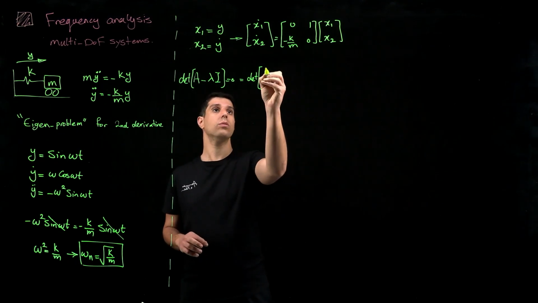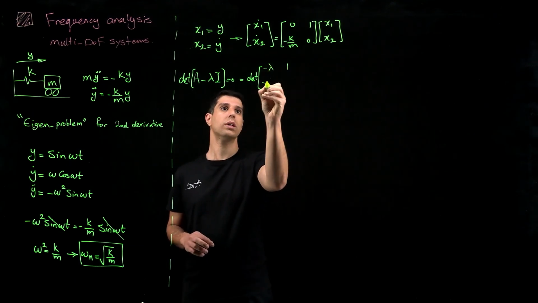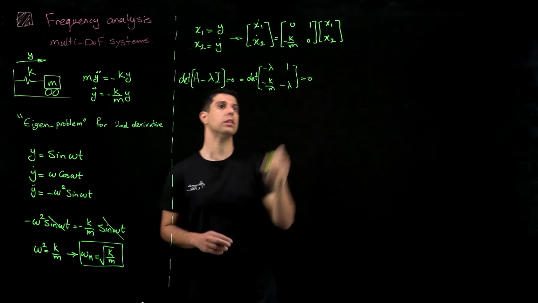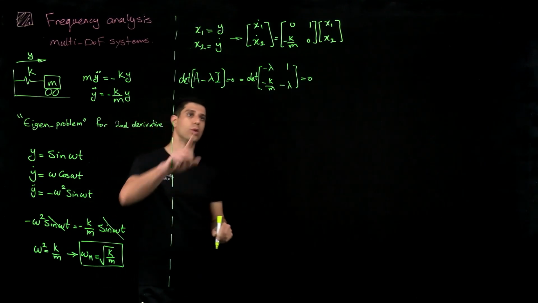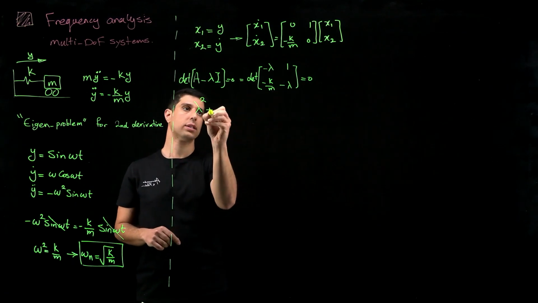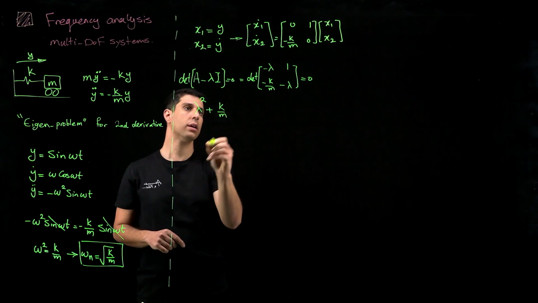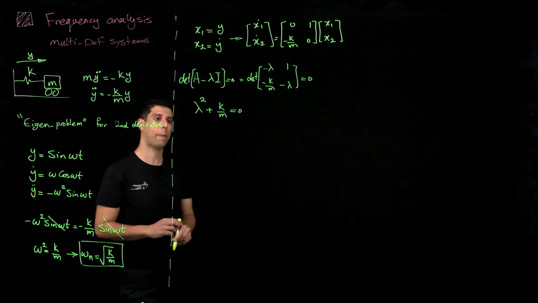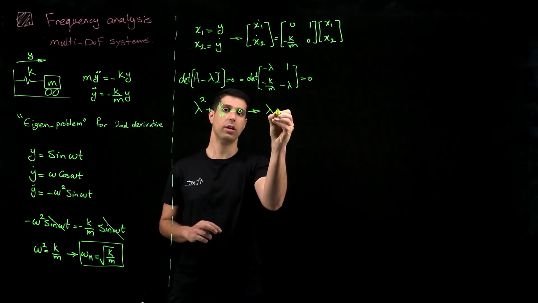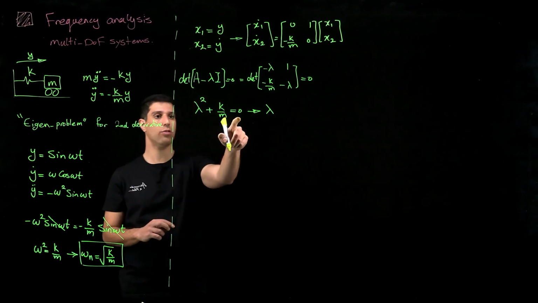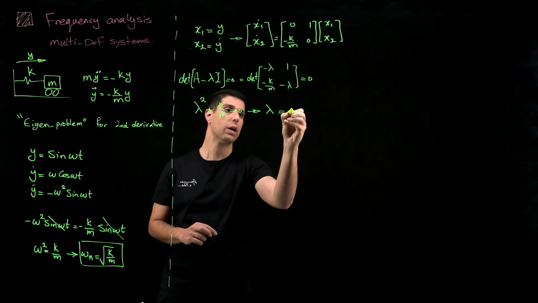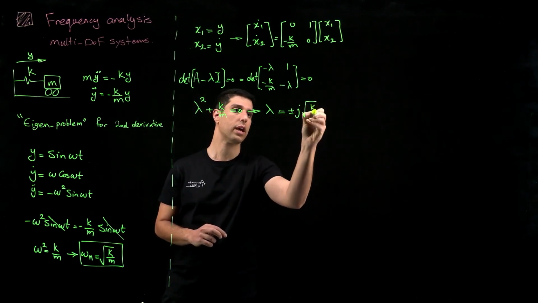A minus lambda, I have minus lambda, 1, minus k over m, minus lambda. The determinant of that is 0. So what I have is lambda squared plus k over m equals 0. And from here, I calculate lambda. If I take the k over m to the other side, it's going to be negative, taking a square root of a negative number. I have plus minus j square root of k over m.